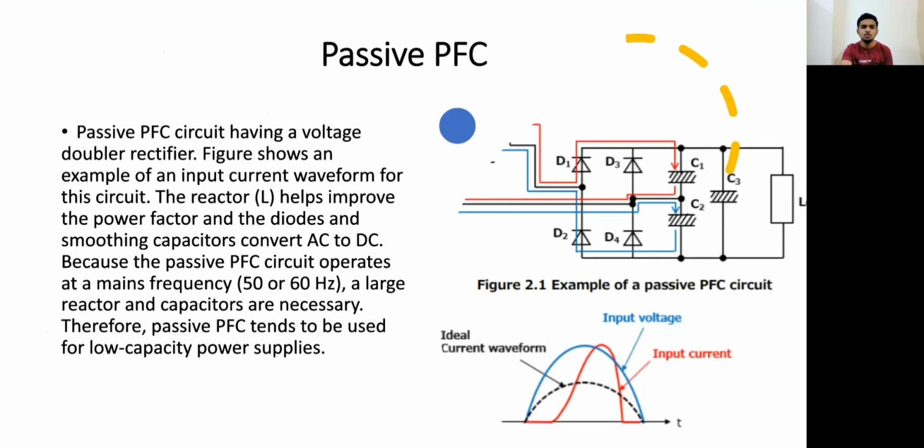Passive PFC. A passive PFC circuit having a voltage doubler rectifier, as shown in the figure, is an example, along with the input current waveform for this circuit. The reactor helps improve the power factor, and the diodes and smoothing capacitors convert AC to DC. Because passive PFC circuits operate at the mains frequency of 50 or 60 Hz, a large reactor and capacitor are necessary. Therefore, passive PFC tends to be used for low capacity power supplies.